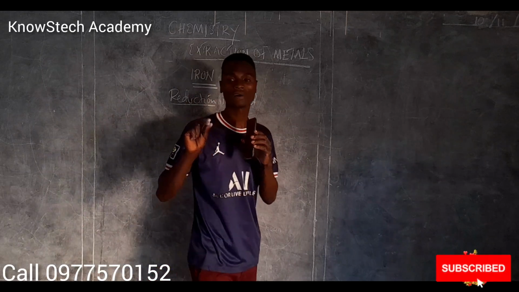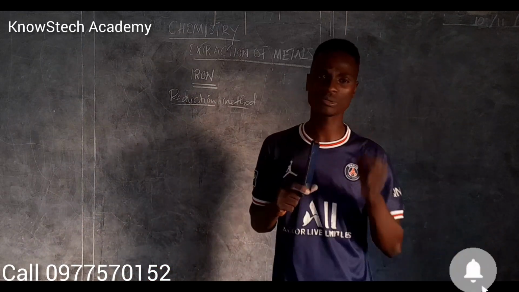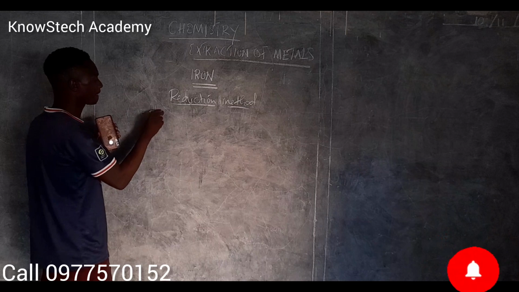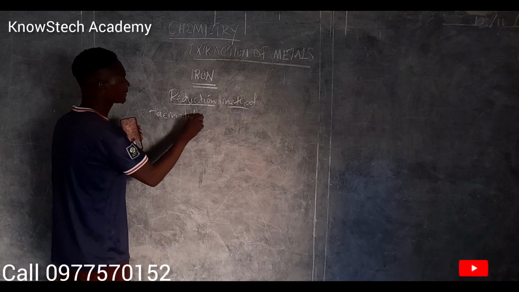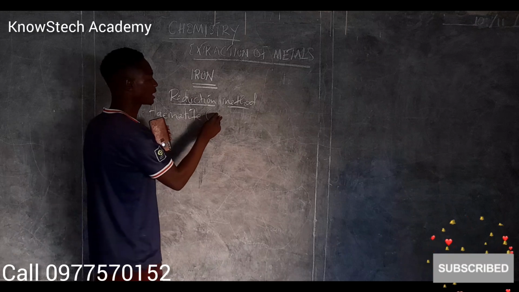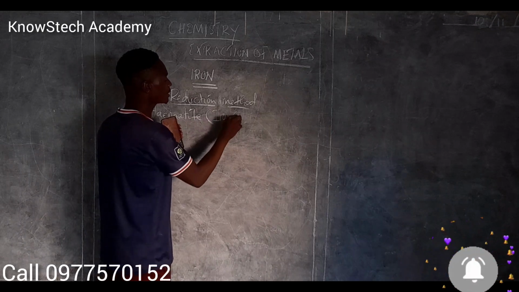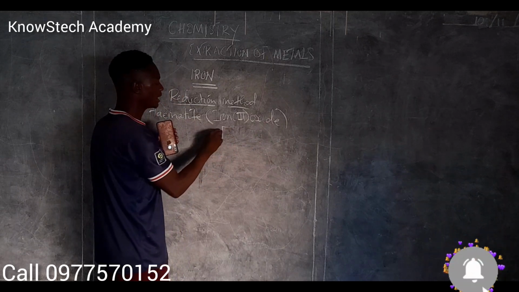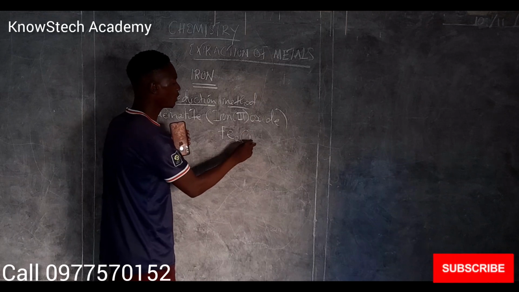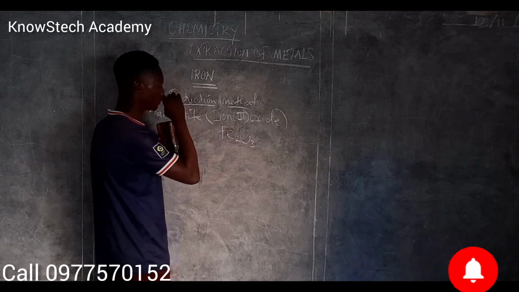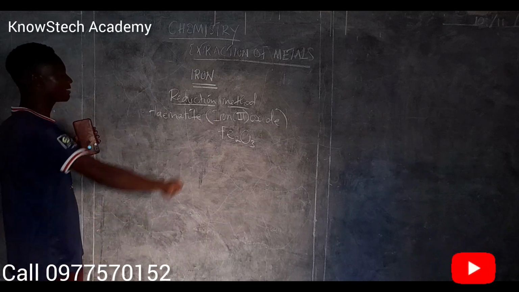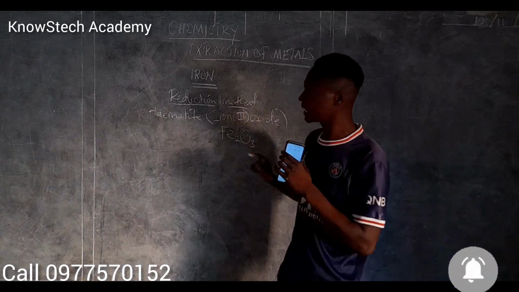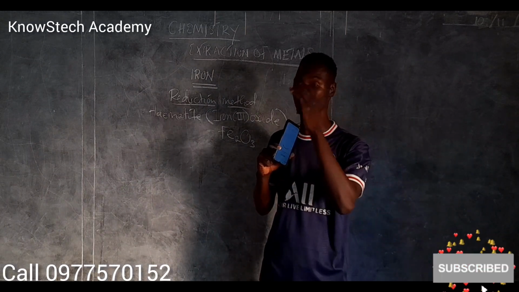Then ores of iron, we have 3 ores of iron, but we are going to be specific and use hematite. Hematite, what's the chemical formula? It's iron 3 oxide, with the formula Fe2O3. Am I right? And then we have magnetite and siderite, but we are going to use hematite. This is the main ore, or the chief ore, of iron.